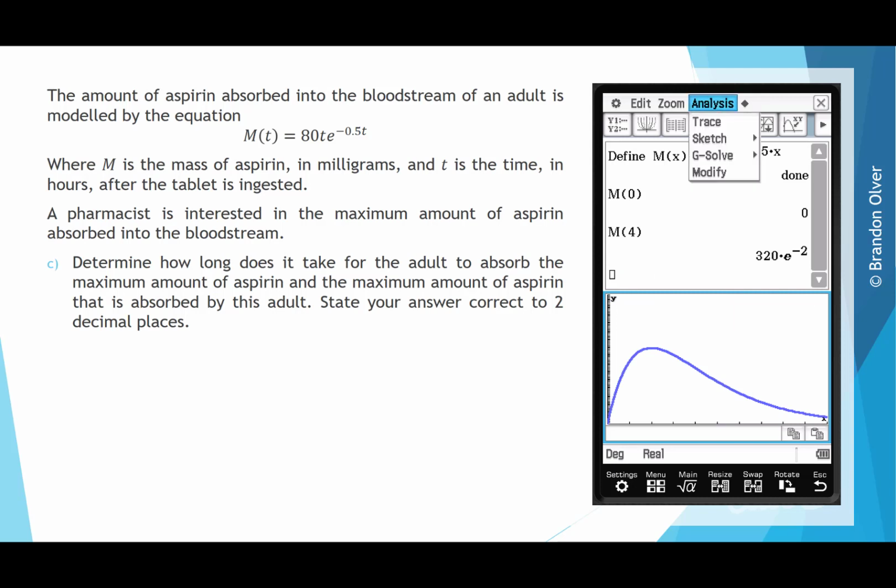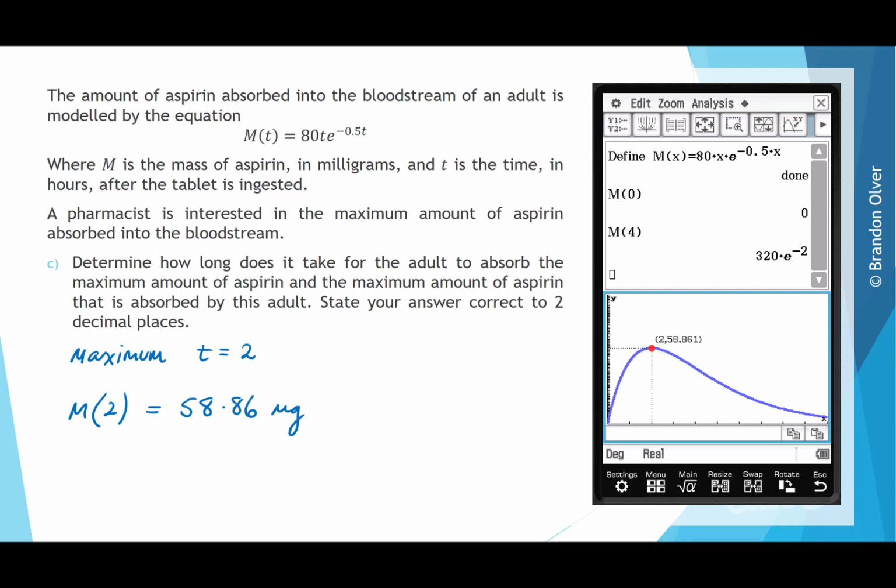And we can use analysis, gsolve, maximum, or max, to find the maximum. So hitting execute will lock that point on the graph, and we can see our maximum occurs when t is 2, and that gives us a maximum amount absorbed into the bloodstream of 58.86 milligrams. So from the graph screen, we found that the maximum occurs at t is equal to 2. Therefore, m evaluated at 2 is equal to 58.86 milligrams. So for this question, it takes the adult 2 hours to absorb a maximum amount of 58.86 milligrams.